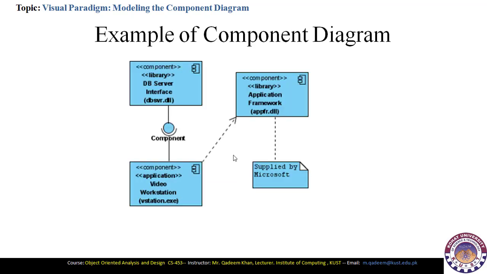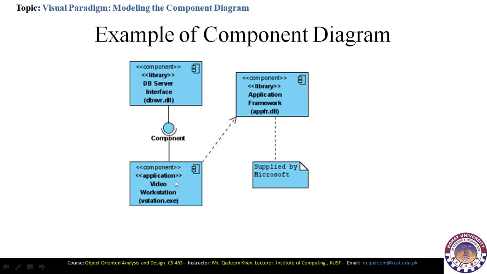This is another component diagram example, but here you can see that there is a little bit of difference. First we have a library component, meaning that this will be a library file, and it is the db server interface, dbserver.dll. This is a dynamic link library and it is in fact representing the particular server's interface.